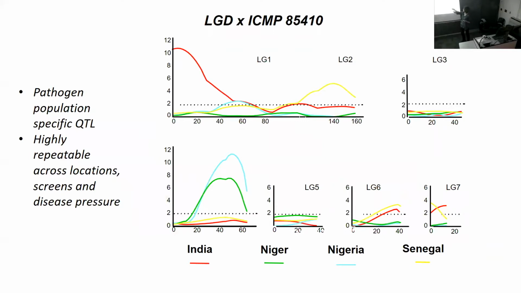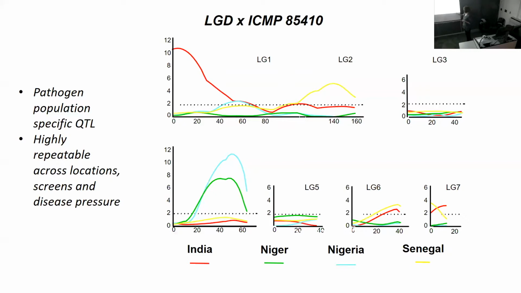On the y-axis is the log of the odds ratio, the LOD score, with a threshold of about 2. And so the first thing you see is these huge, enormous QTLs. Every pathogen population had a QTL of major effect, and also some QTLs of minor effect, like you see on linkage groups 6 and 7. And the amazing thing was those QTLs were extremely stable over repeated screens, different disease pressures in the fields or the greenhouse, exactly the same, even the minor ones.